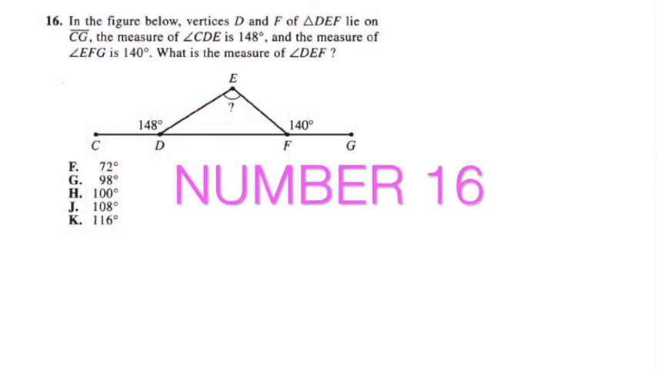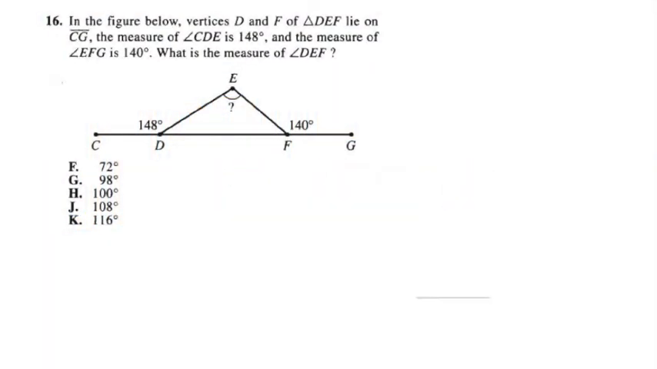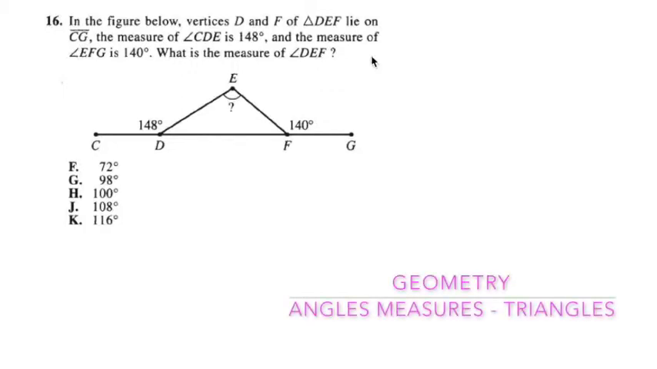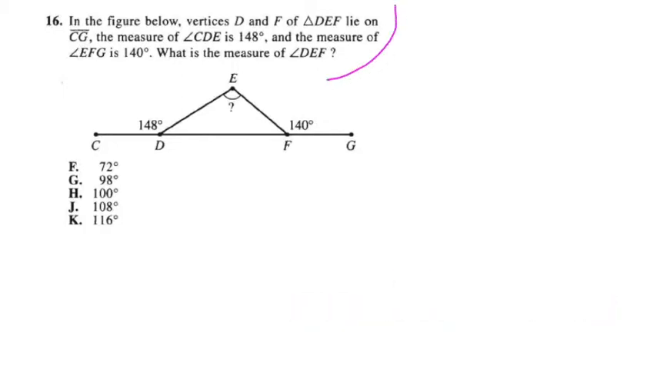Number 16 is a geometry question. We're dealing with angle measures of triangles. We don't really need to read this here. We can see that this question mark shows the angle in this triangle is what we're looking for. We're dealing with supplementary angles and the fact that a triangle consists of 180 degrees.